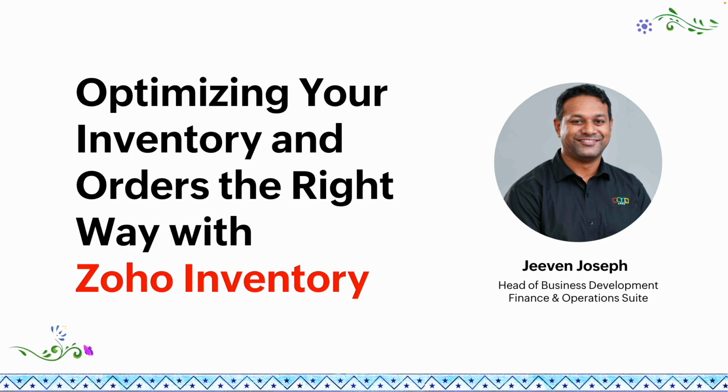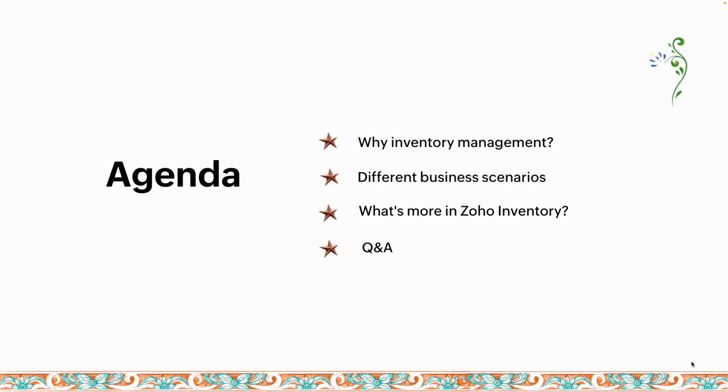So I'm going to be talking about how Zoho Inventory helps you to optimize your business. So this is the agenda for the presentation. I'll be talking about why you want inventory management in the first place, and I'll be talking about 3 different business scenarios: an electronic sector, an apparel sector, as well as a food sector, and what is more in Zoho Inventory. We have different types of integrations in inventory, so I'll be talking about that. And I'll leave the dice for the question and answers.